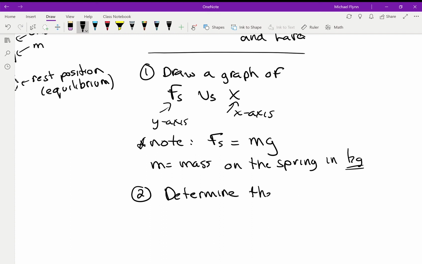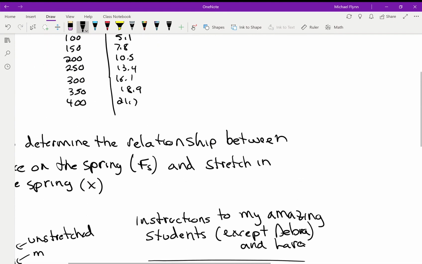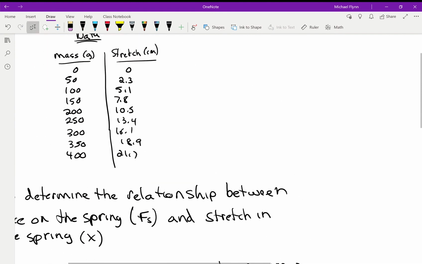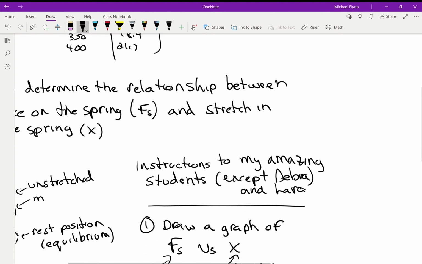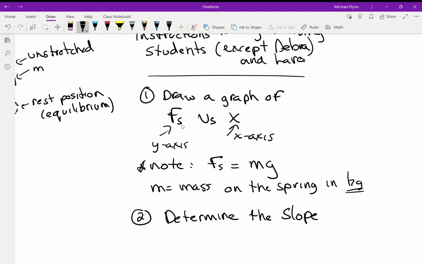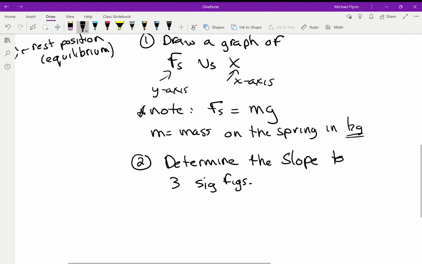Step two, determine the slope. The maximum number of sig figs you should have in a slope depends on what you use here, but these all have, let's say, 3 sig figs except for the first 2 values. So we'll go with 3 sig figs. All right, so that's step 2.